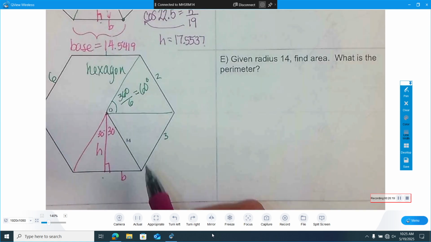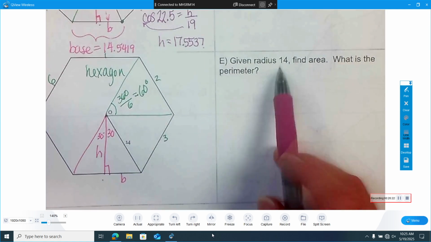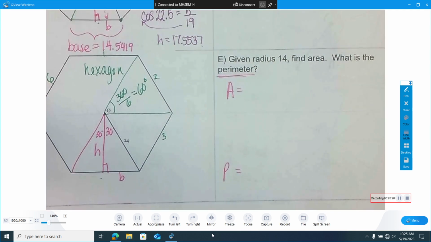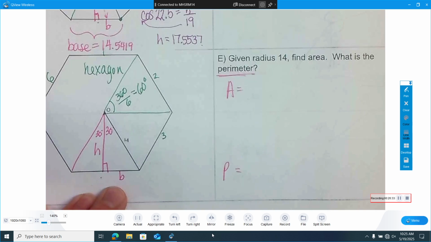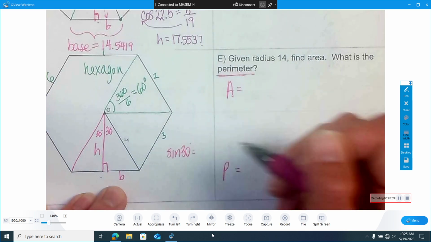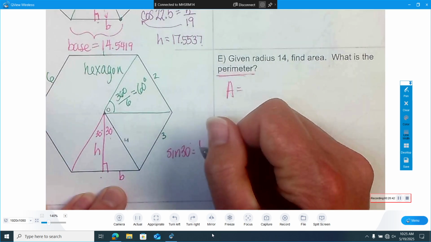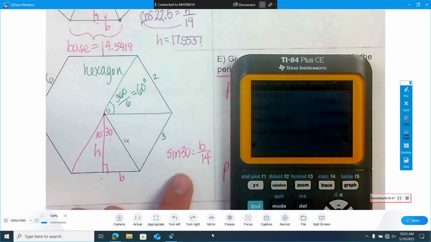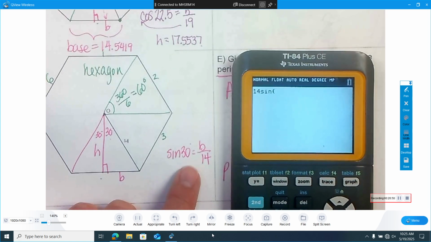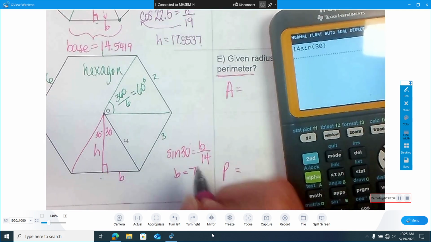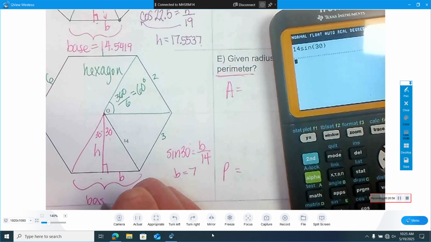All right. We have a radius of 14. We want to find the area, and we also want to find the perimeter on this question. What do I need to do to figure out b here? Sine of 30 degrees equals b over 14, so b equals 14 sine 30. 14 sine of 30 turns out to be 7. How about that? That's right. b equals 7, so our whole base is 14.